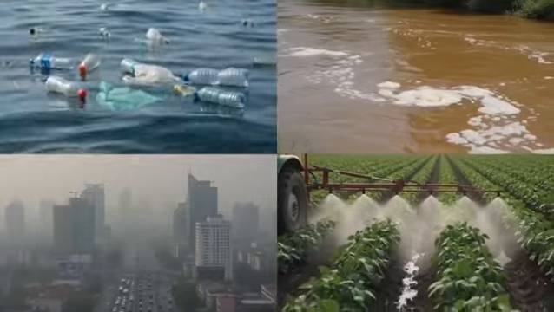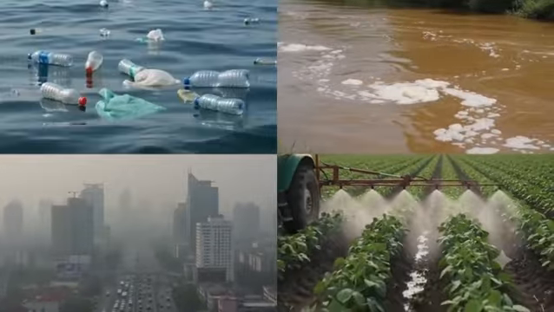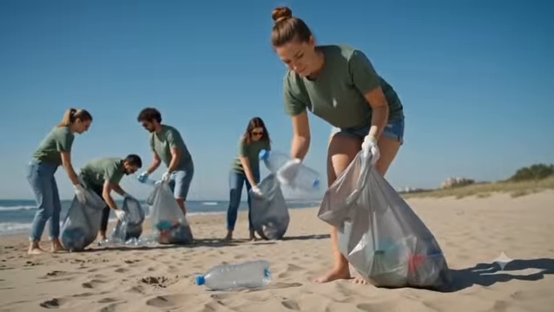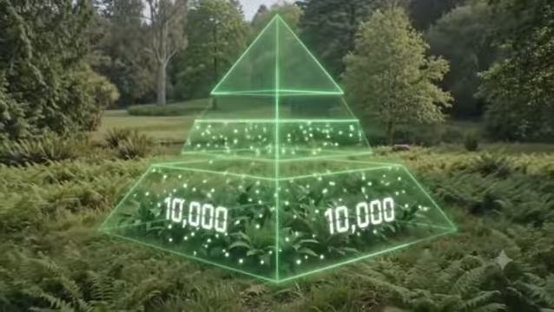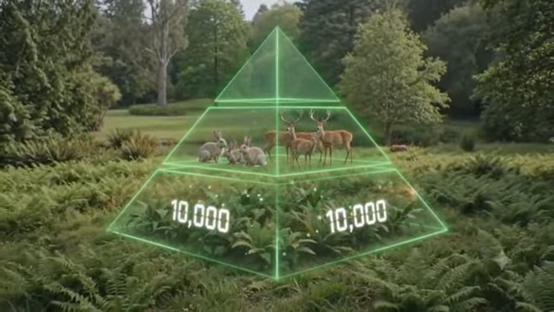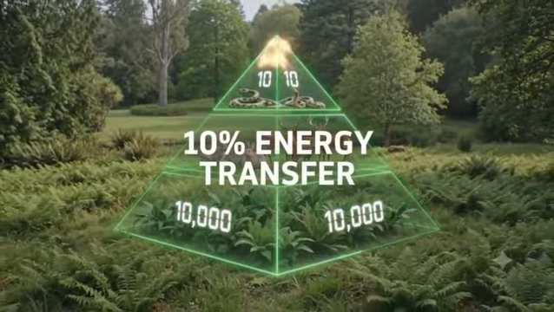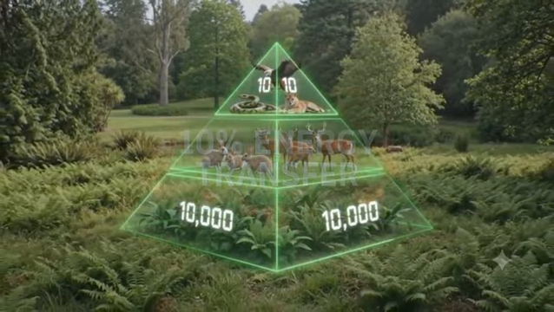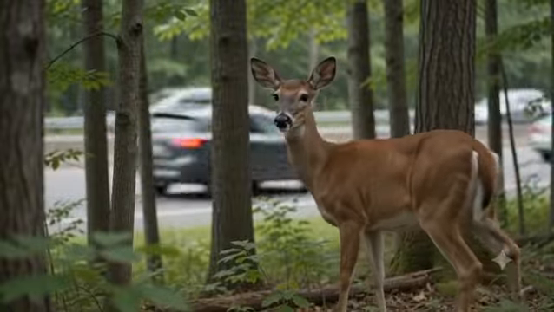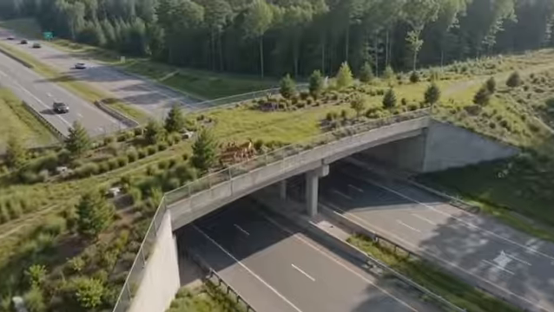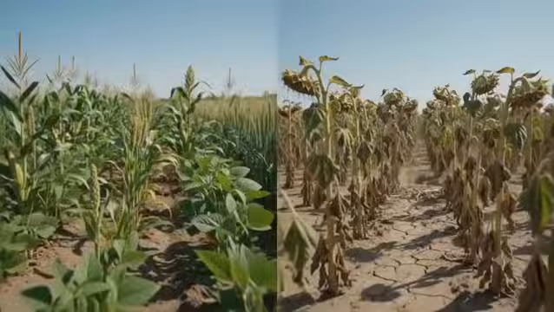Air, water, soil, plastic, and chemical pollution damage organisms and their habitats. Only about 10% of energy normally passes to the next trophic level. Habitat destruction and fragmentation reduce food, shelter, and safe breeding spaces.